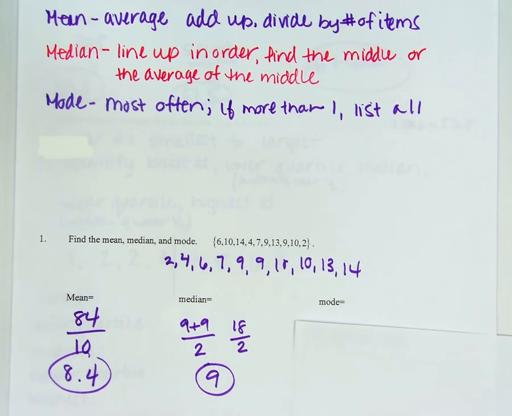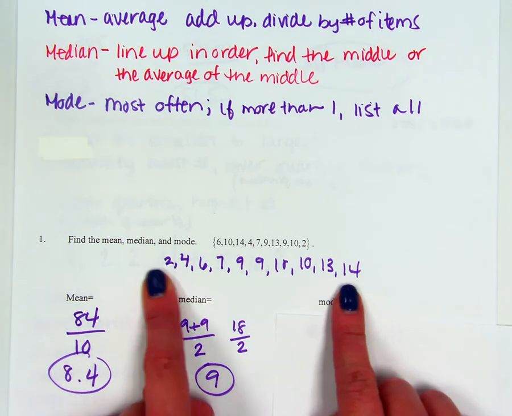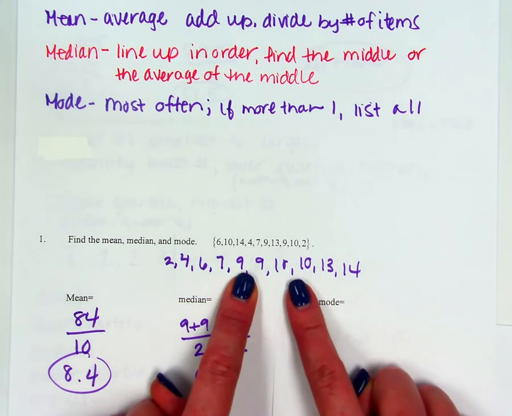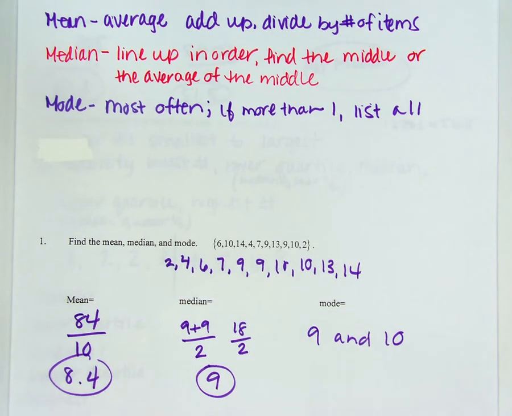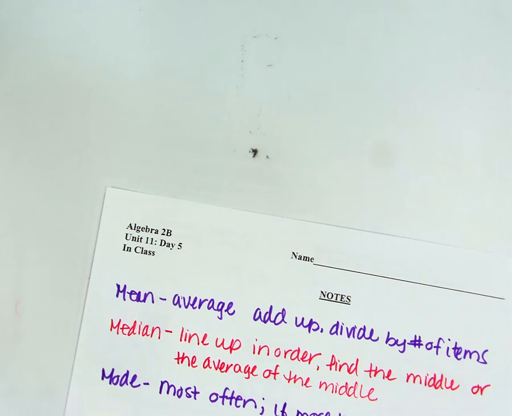And last is mode. Mode is what appears most often. So if you look at our number order, we have 2 9s and 2 10s. So our mode would be both 9 and 10. So let's start with number 2 on the next page then also.